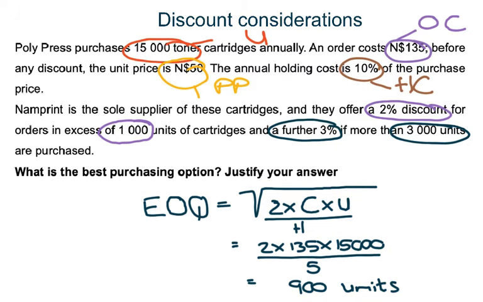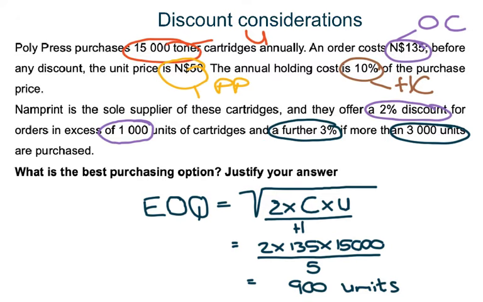So now they ask us, what is the best purchasing option? And justify your answer. Now, when you see that, justify your answer, you know that you have to do the calculations so that the examiner, while you are studying, can see how you got to your answer. If you are in practice or employment, you will have to show the calculations so that your manager can see how you got to your final answer.